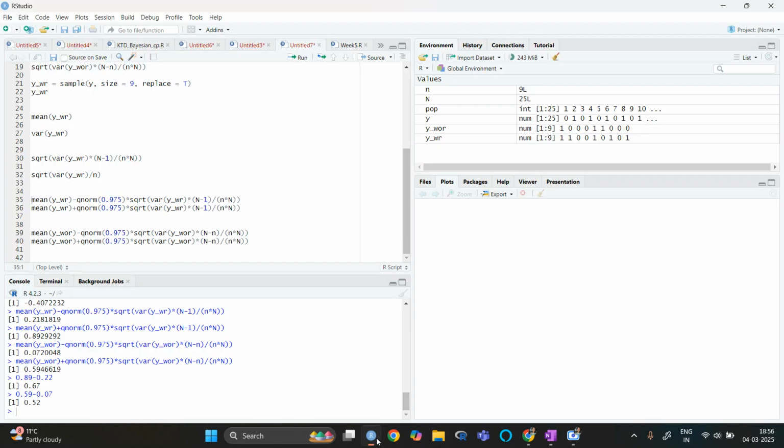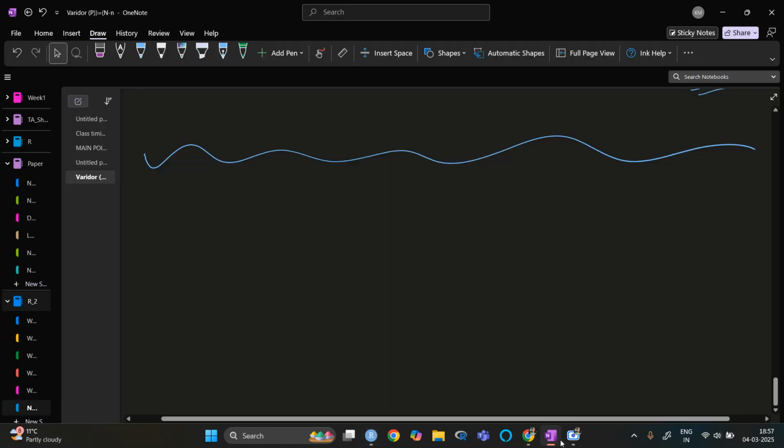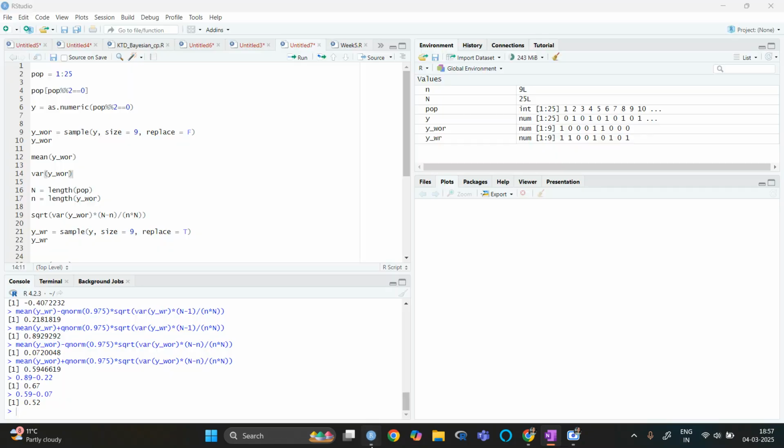What you can do is, if it is good and bad, the population will be 1 to 100. A good and bad survey has been conducted, and a sample of 10 people has been taken at random. Whatever I'm doing is almost the same as far as I've understood. So let's say you have a 1 to 100 population.